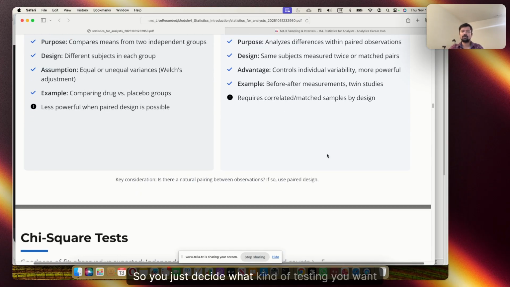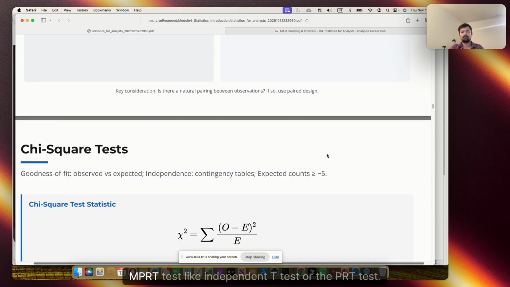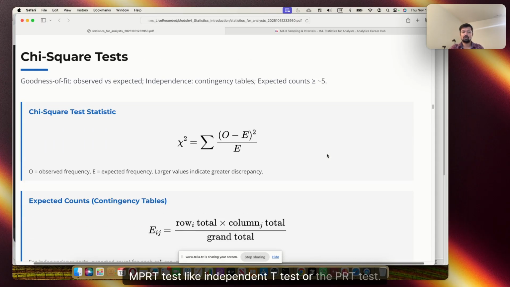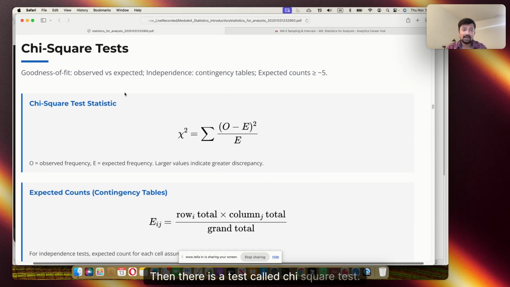So you just decide what kind of testing you want to do, whether a paired t-test or an independent t-test. Then there is a test called the chi-square test. For the chi-square test, generally we say goodness of fit, like observed versus expected. Here independence uses the contingency table, and the expected outcome should be greater than 5.